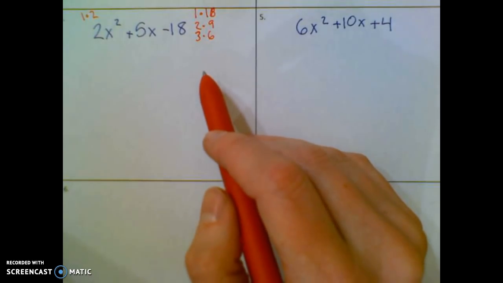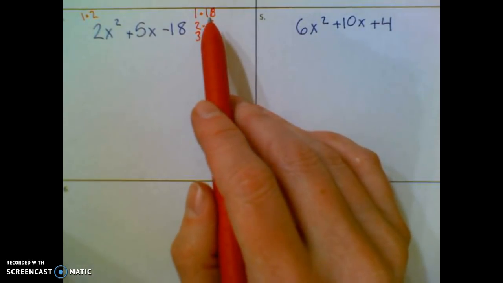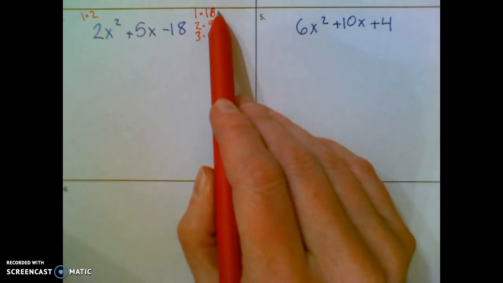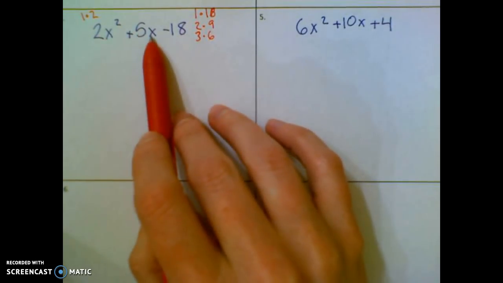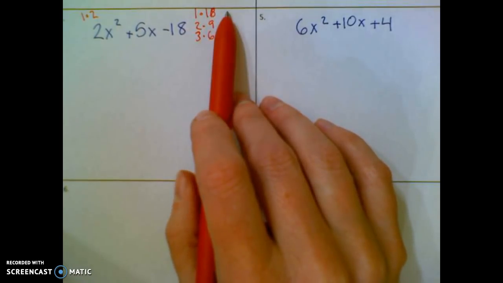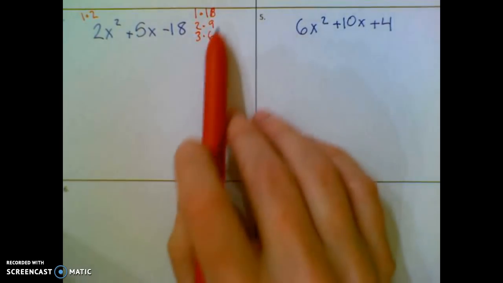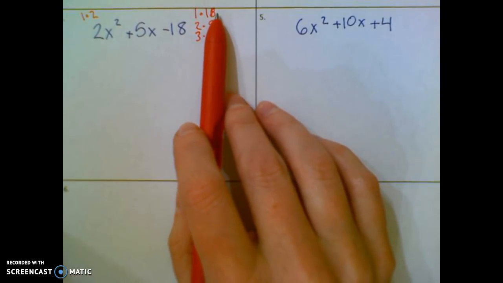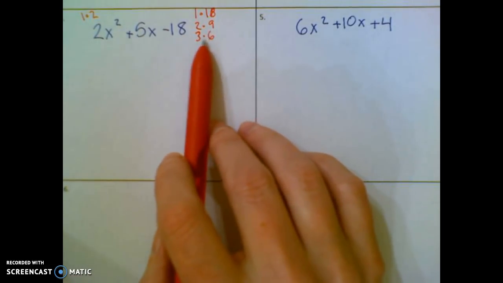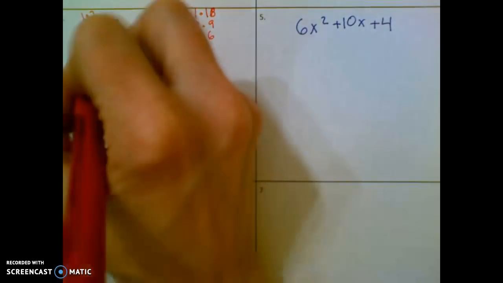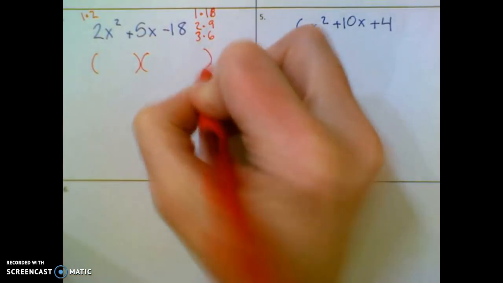Here you just want to kind of just use your brain. I probably don't want to multiply 2 times 18 and try to get a 5. So I'm probably not going to try that 1 and 18 unless I absolutely have to. I'm going to start down here at the bottom and work my way up. So sometimes it's a little obvious, things that don't work, but we'll just try it. Okay, so I'm going to go ahead and jump right in. There's no point in waiting.